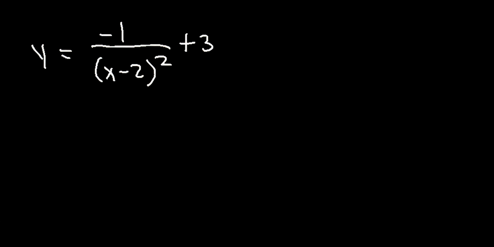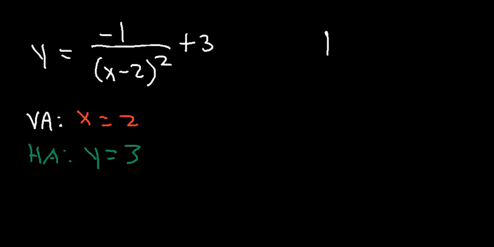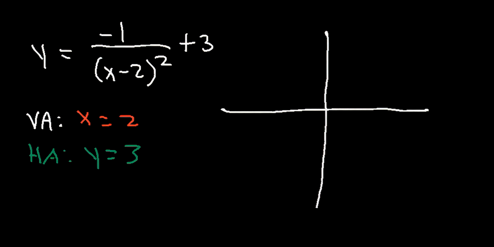So let's try one example. Let's say if we have negative 1 over x minus 2 squared plus 3. The vertical asymptote, you set the bottom equal to 0, you're going to get x equals 2. The horizontal asymptote, it's simply y equals 3. So for these types of rational functions, always plot the asymptotes first.